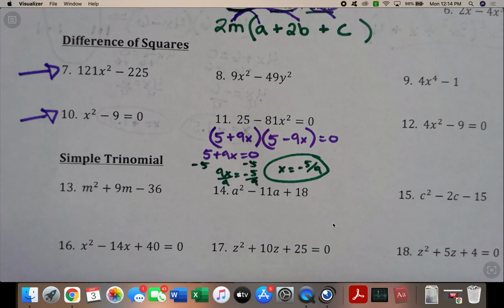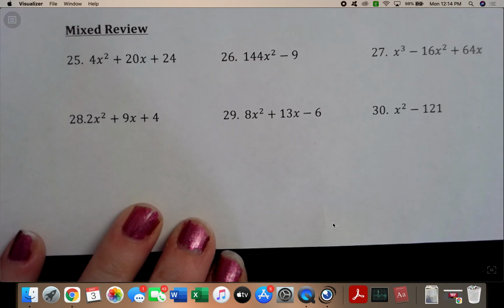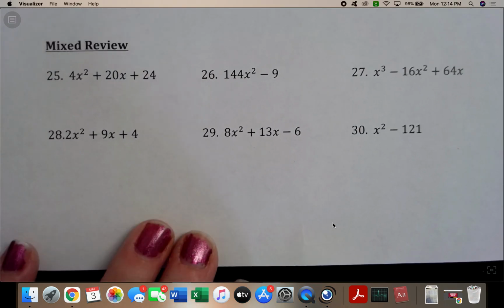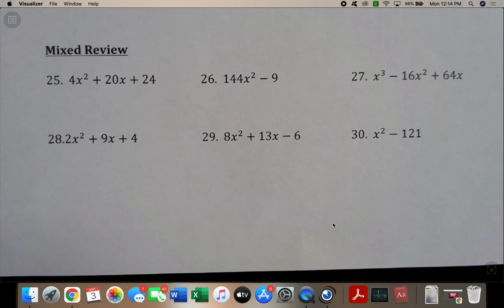If you're waiting, go down to mixed review. There are 2 of them down there that are difference of squares. Which ones are they? 26 and 30. Break them down. These ones you don't have to set equal to 0, because they're not equal to 0, right? What are 26 and 30? Difference of squares, what we just got done doing. And there are also 2 of them that are greatest common factor. Which ones are those? Figure out which ones you can pull something out of.